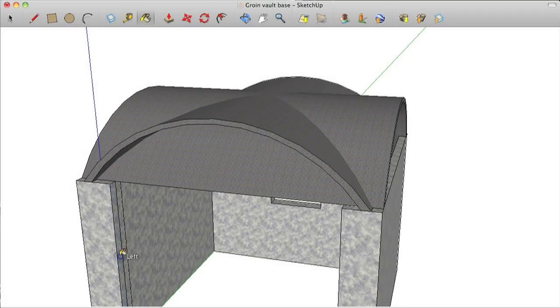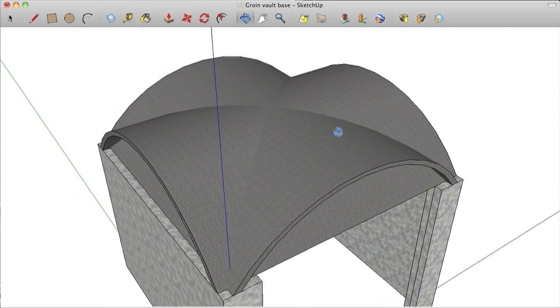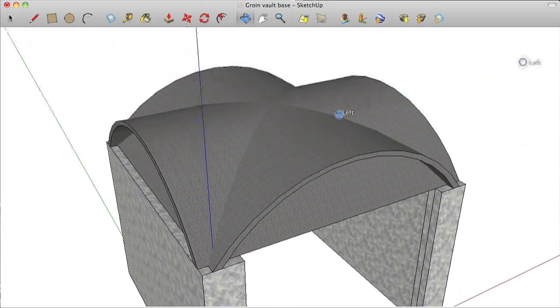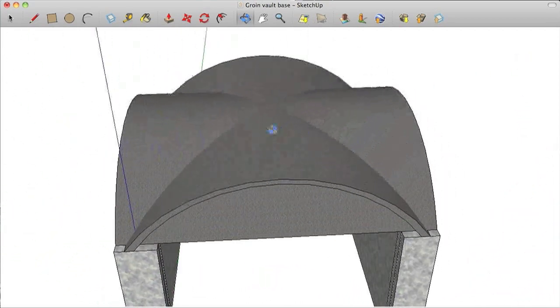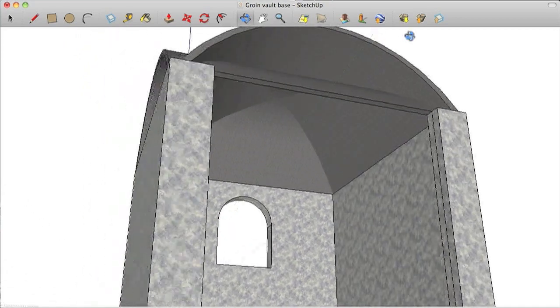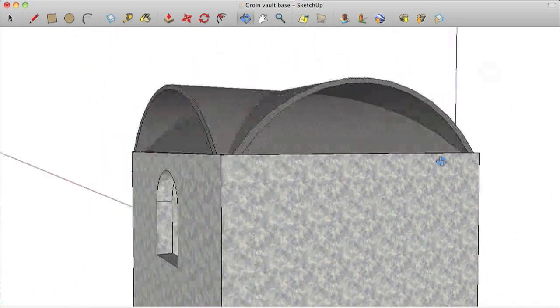A groin vault is defined as the intersection of two barrel vaults, which sounds simple, but this video will illustrate the concept. The groin vault is a significant improvement over the barrel vault for a number of reasons. First, because the groin vault concentrates the thrust of the vault into the corners, there is no continuous pressure on the side walls. That means that the walls of the church can be opened up for windows.